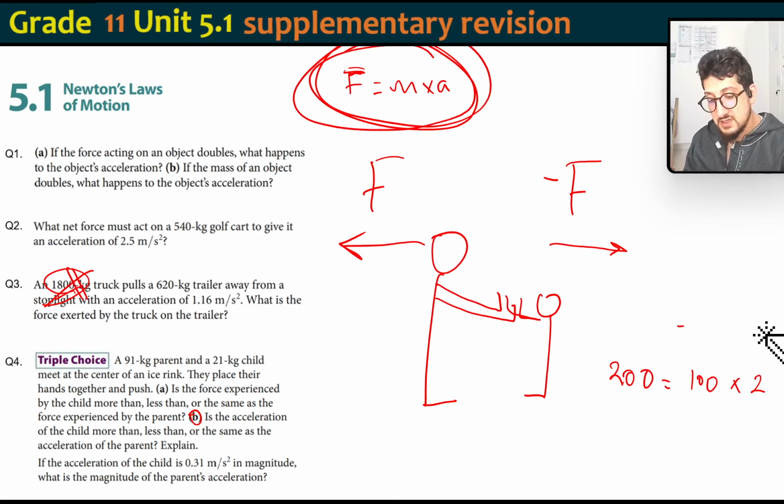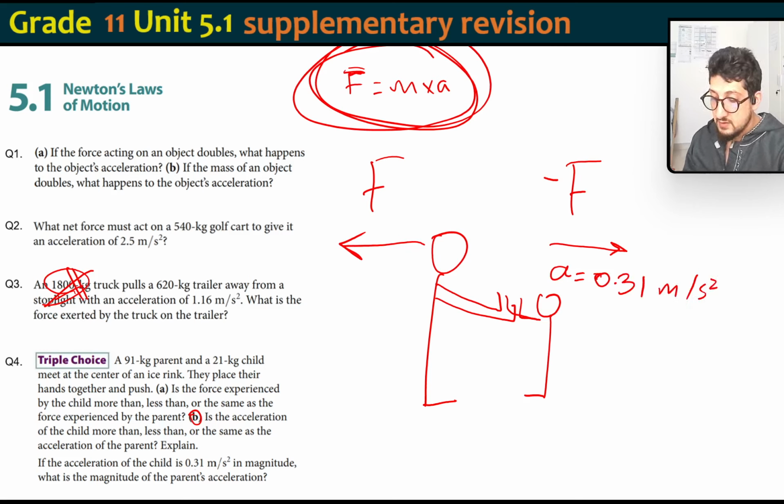Anyway, let's keep going. They've given us some numbers here. If the acceleration of the child is 0.31, so now we know that the acceleration of the child equals 0.31 meters per second squared. What is the magnitude of the father's acceleration? Okay, so just remember that they are accelerating in opposite directions to each other. So I know that force equals mass times acceleration. Remember, always start by writing the formula. And I know that the child's mass is 21, while the acceleration of the child is 0.31.